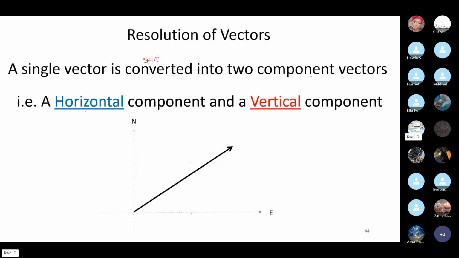So if you look at this vector that we have over here, it is pointing north and at the same time it's pointing east. When we say that we are splitting it into its component vectors, it means that we are splitting it to know the magnitude to which it's acting north alone, and the magnitude to which it's acting east alone. So let's take the north to be the vertical, and let's take this to be the horizontal.